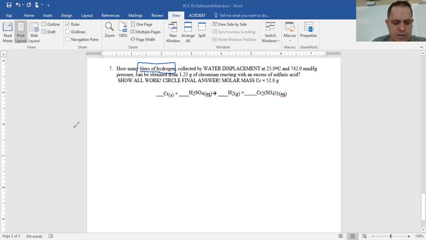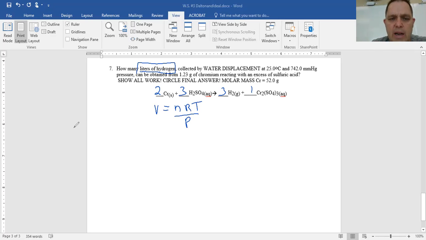Here we go. So our first thing, as you can see, is we got to balance. We're not going to waste a lot of time on that. That's 2, 3, 3, 1. So we want to find liters in here. Again, we're going to use PV equals nRT. Now, from the last one, we know what we need to do. We're going to have volume equals nRT over P.